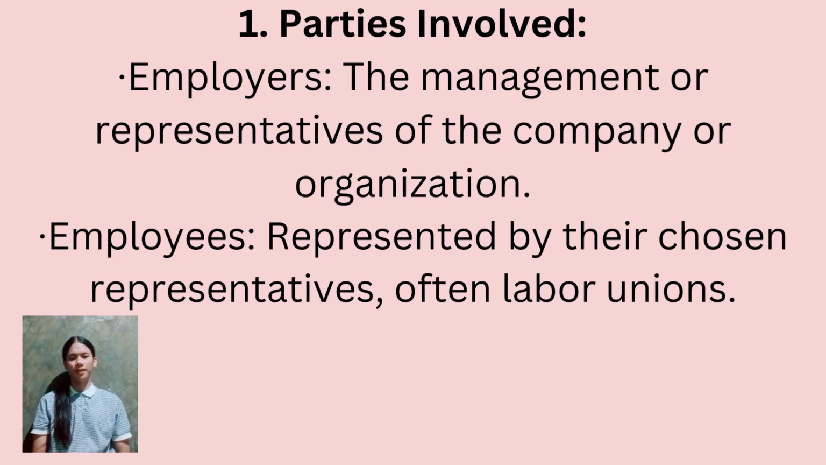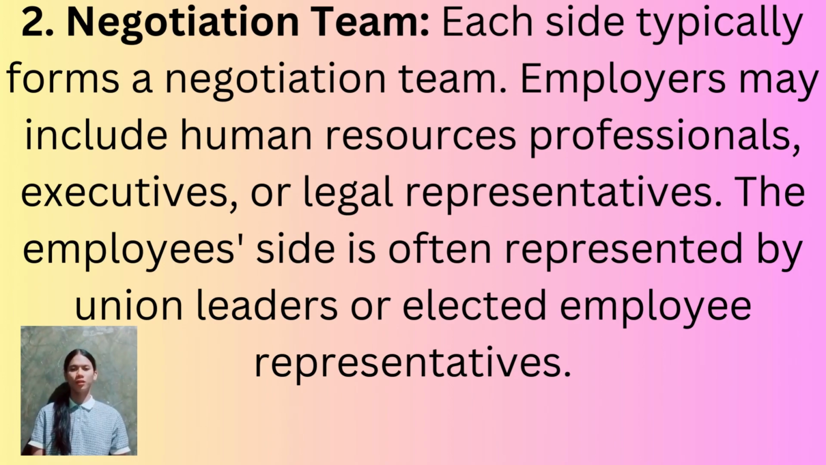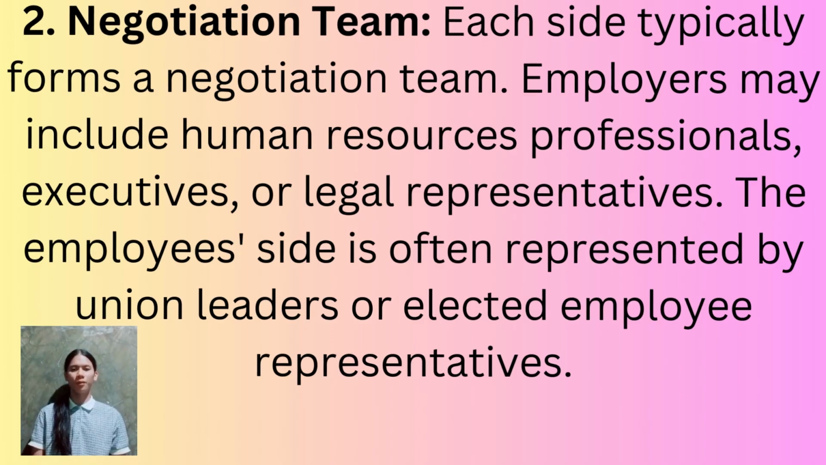First one is parties involved. Employers are the management or representatives of the company or organization. Employees are represented by the chosen representatives of the labor unions. The second one is negotiation team. Each side typically forms a negotiation team. Employers may include human resource professionals, executives, or legal representatives. The employee side is often represented by union leaders or elected employee representatives.